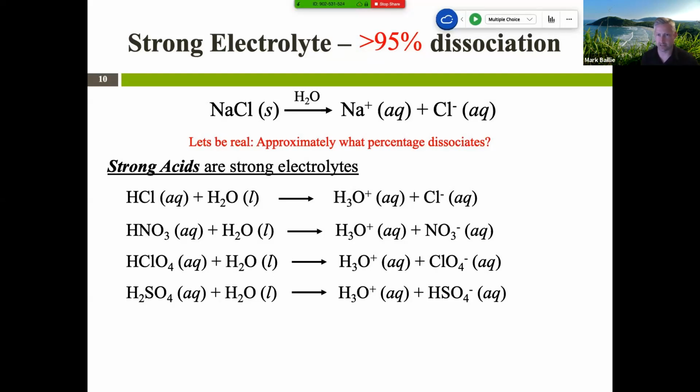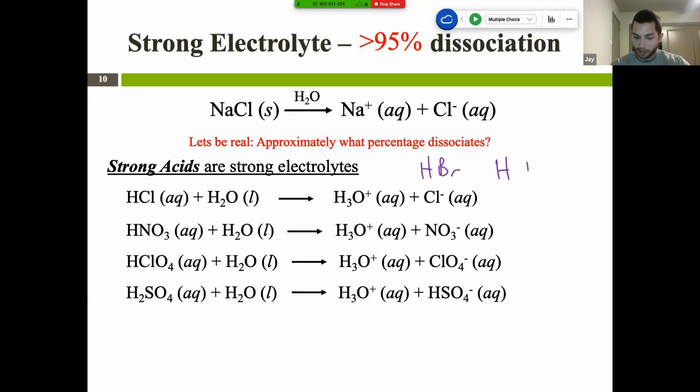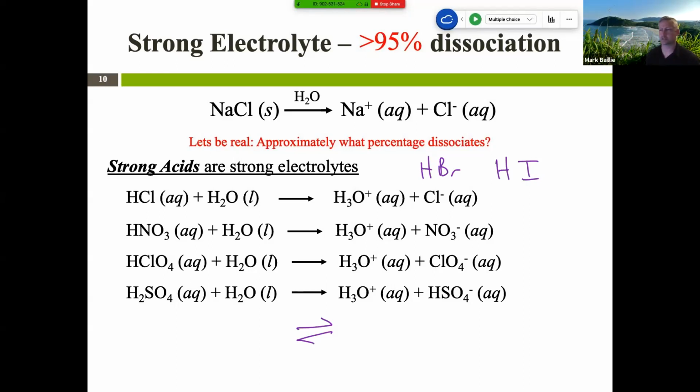Am I missing any strong acids in this list? Yes. Which ones? Hydrobromic acid, hydroiodic acid. That's it. There's 6. There's only 6 strong acids you need to memorize. And what you need to know is we're not going to draw equilibrium arrows when we show those going into water. Those completely dissociate. They only form products. And that tells you something about how attracted these two things are to each other.